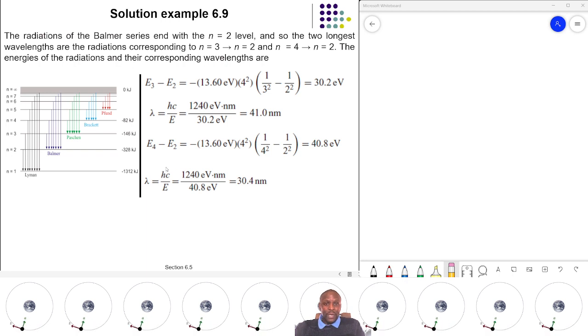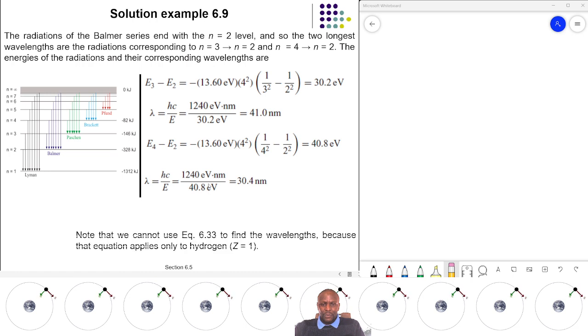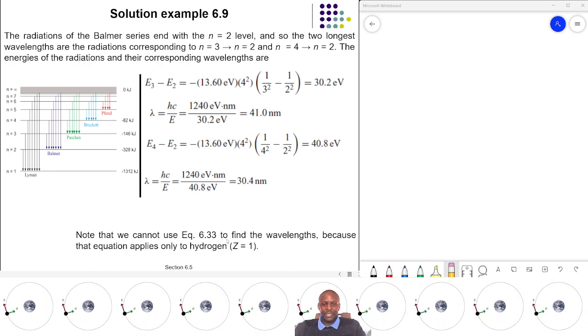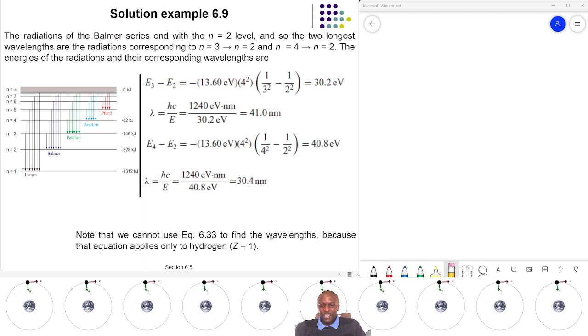Now I also want you to always remember this term here: h times the speed of light is always 1240 electron volts nanometers, so that you can easily convert electron volts to wavelengths, or whichever way you might be asked. Note that we cannot use equation 6.331 to find the wavelength, because that equation applies only to the hydrogen atom, Z equals 1.